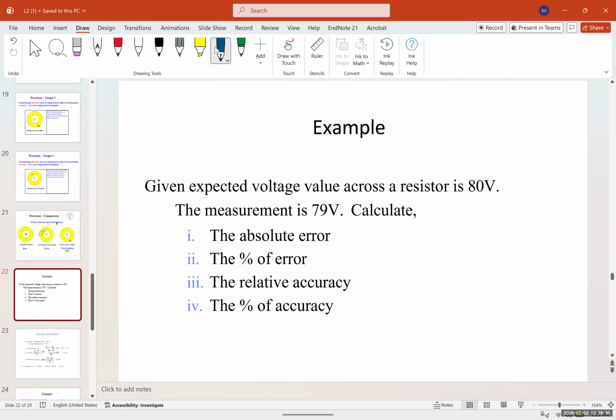Now, let's solve an example. I want you to solve this. Given expected voltage value across a resistor is 80 volts, the measurement that we did is 79 volts. So the true value is 80 and the measured value is 79. One, we want to find the absolute error. Two, we want to find the percentage of error. Three, we want to find relative accuracy. And four, we want to find the percentage of accuracy.